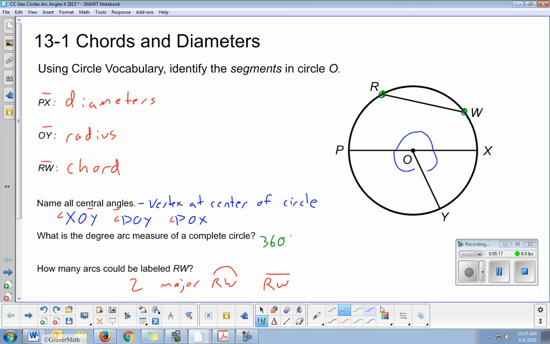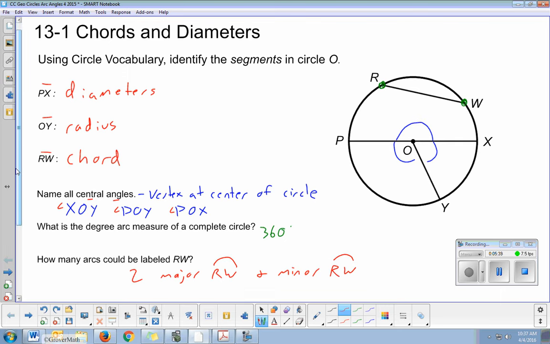So there's major arc RW, and then there's also minor arc RW. Like I said, this is really not a great example because I don't think we'd call this major arc RW, but I just wanted to get the point across that there could be two different arcs with the same name, and so we would specify the major and minor, of course, is the smaller of the two.